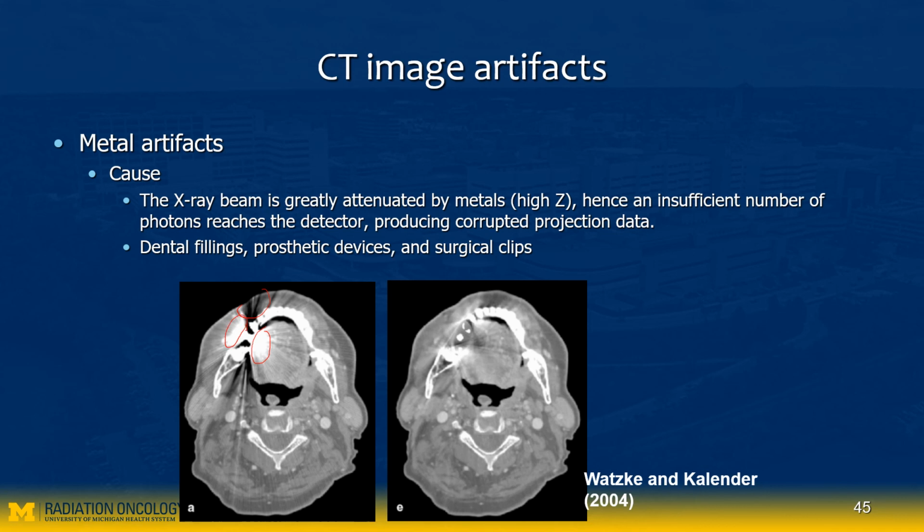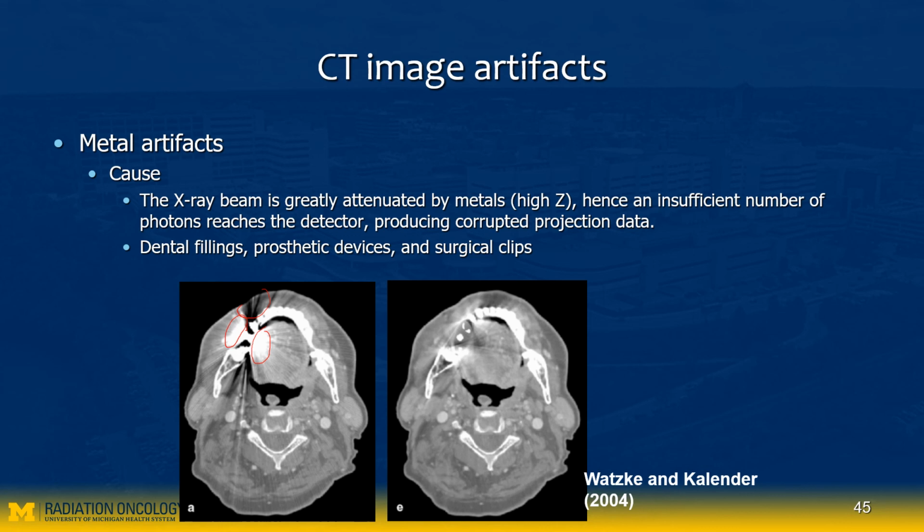So why is it happening? It's because the X-ray beam is significantly attenuated. Not enough photons can reach the detector, so they're basically corrupting projection data. It can be dental filling in this example, or prosthetic devices like hip replacement, or some surgical clips.